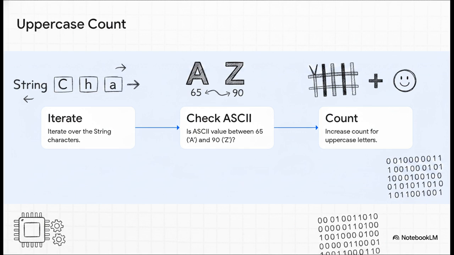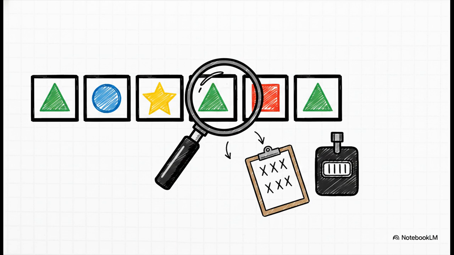To count uppercase characters in a string, step 1 is to simply iterate over the characters. Step 2, we check if the numerical ASCII value falls between 65, which is capital A, and 90, which is capital Z. If it does, step 3, we increase our count. You really don't need complex, fancy libraries if you just understand basic ASCII math. You use this exact same character manipulation for checking if a word is a palindrome, separating vowels versus consonants, or solving the classic Beasley string problem. It's just numbers.